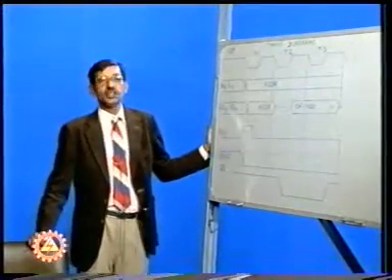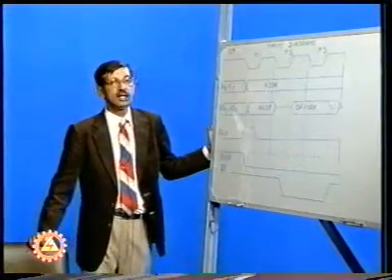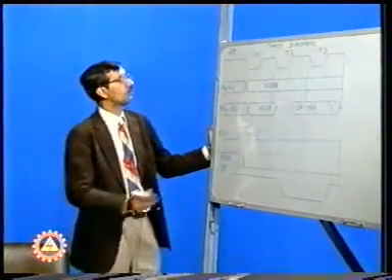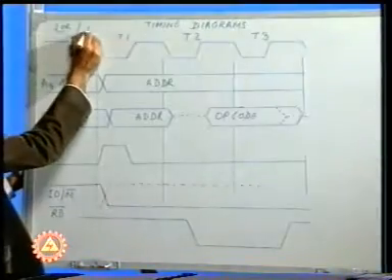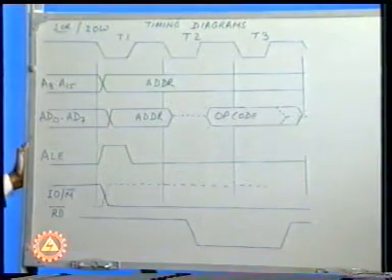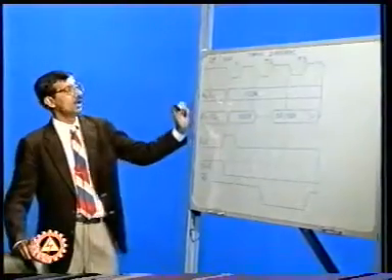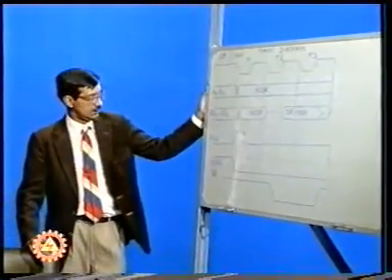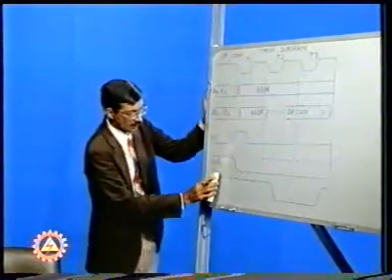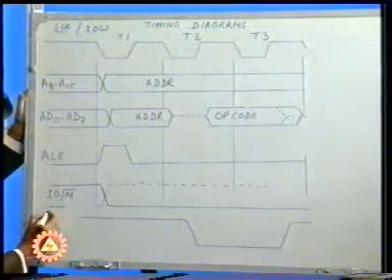The next machine cycle, which is very important for us, is the IO write machine cycle, which we can say as the IO W machine cycle. The basic difference between the timing diagram of the IO read and IO write machine cycle is that rather than having the RD bar signal here, we will have the WR bar signal here.